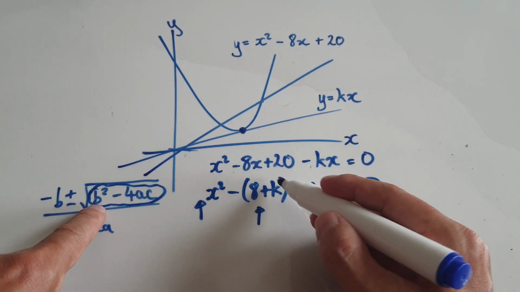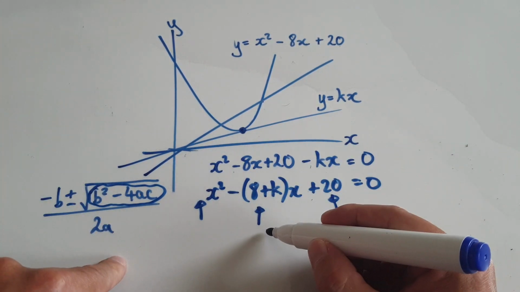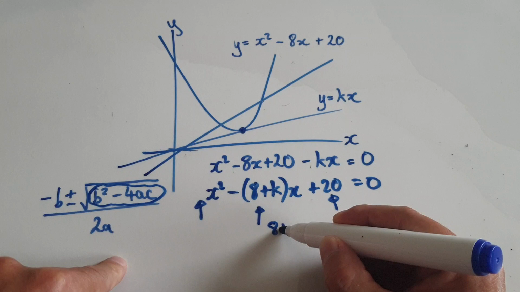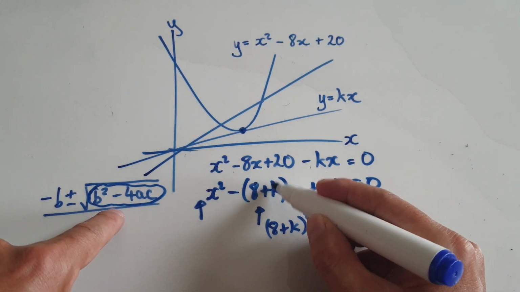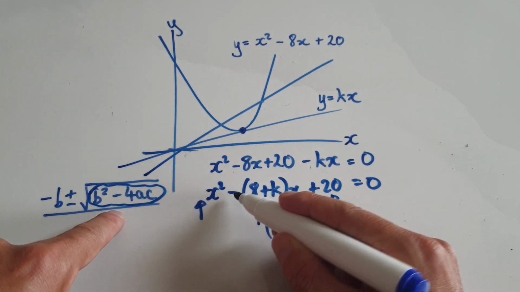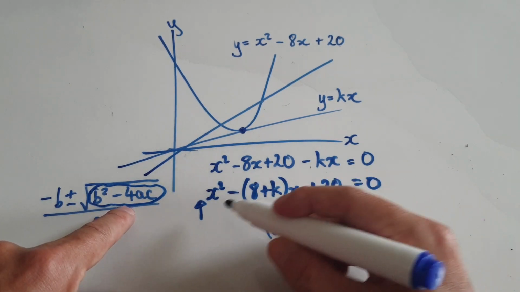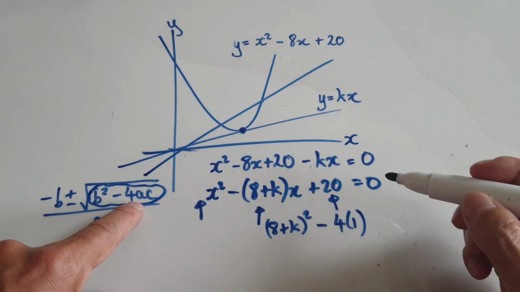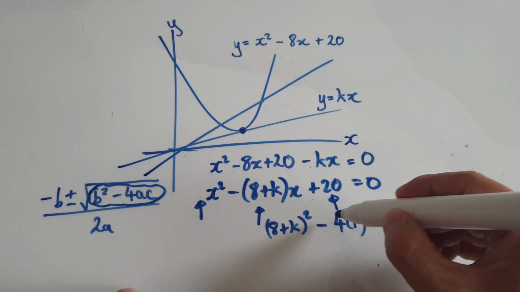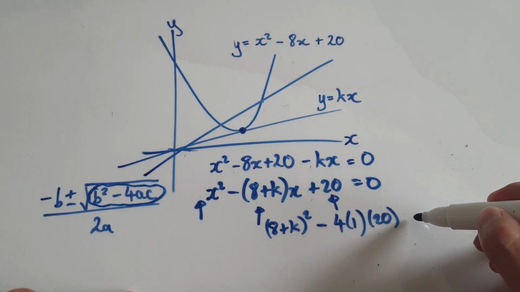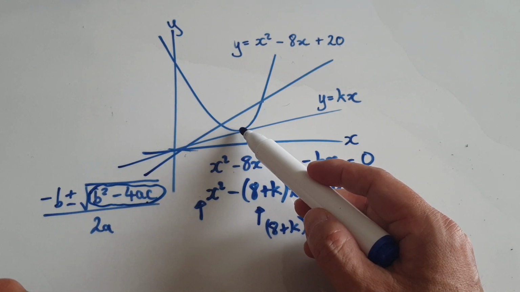So b squared would be this thing squared. So minus that thing squared, the minus goes away because you're squaring it. So it just boils down to 8 plus k squared. And then, because that is our b here, and when you square negative, the negative goes. And then you've got your minus 4a, a is 1, c is 20. This is our c here, 20. So we demand this thing here to equal 0, because when this thing here equals 0, then you're going to have one solution, meaning this.